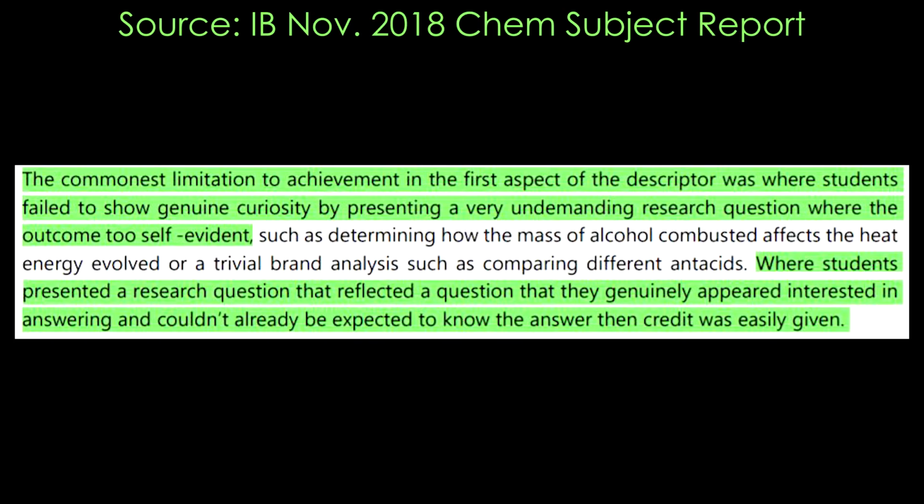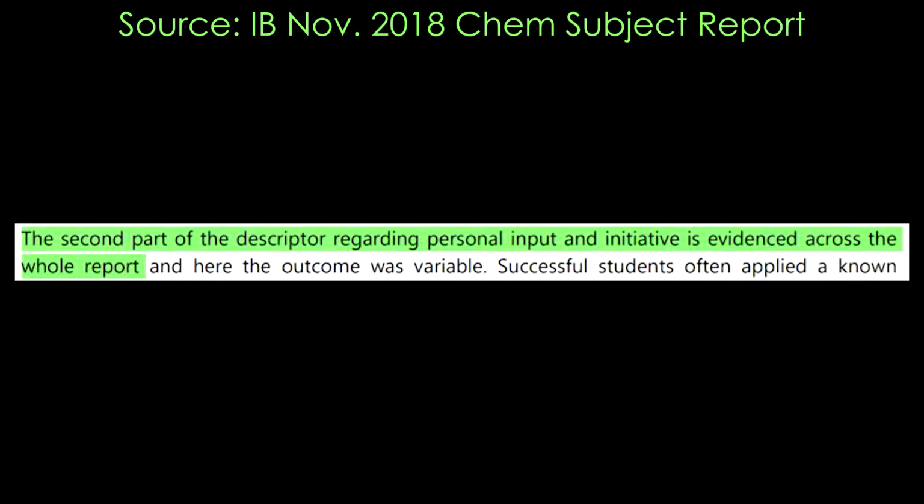As the IB put it, the commonest limitation to achievement in the first aspect of the descriptor was where students failed to show genuine curiosity by presenting a very undemanding research question, where the outcome was too self-evident. Where students presented a research question that reflected a question that they genuinely appeared interested in answering and couldn't already be expected to know the answer, then credit was given easily. They also mentioned the second part of the descriptor regarding personal input and initiative is evident across the whole report.